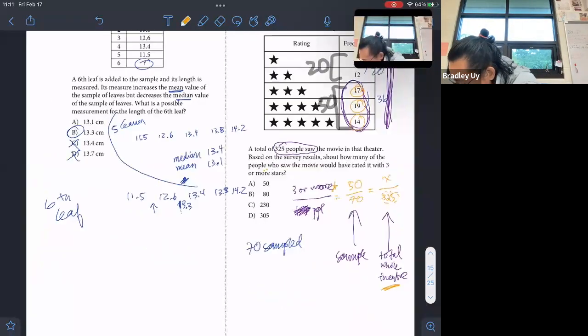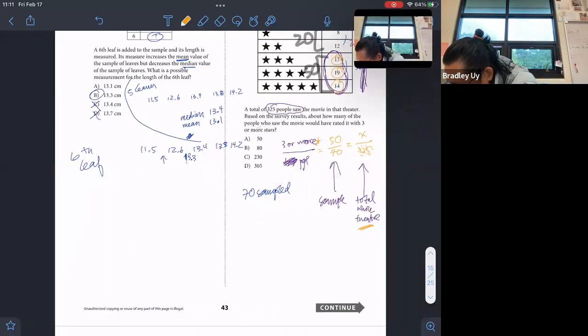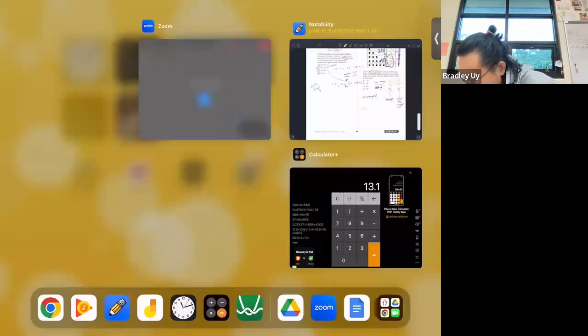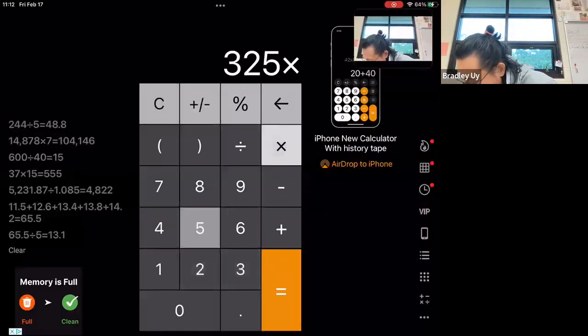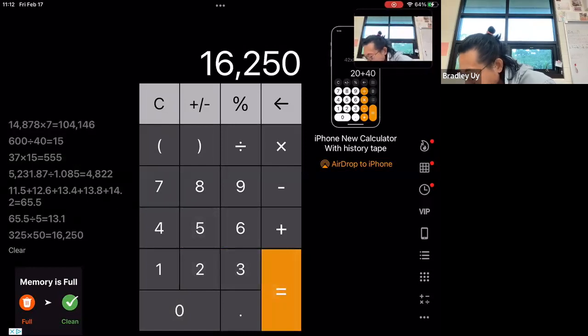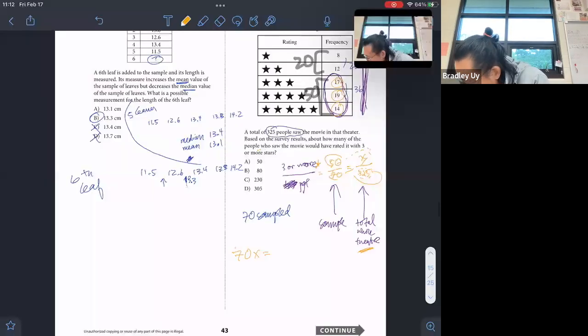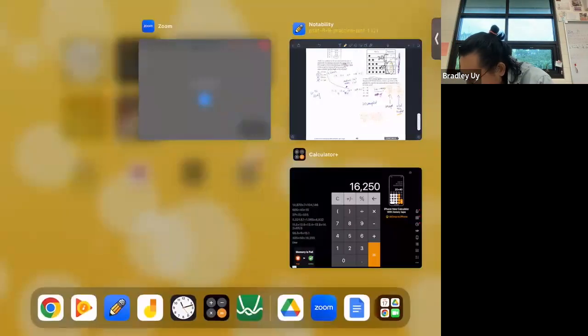Once we have our proportion set, we're going to solve this as we've been saying before: whenever you have a fraction equals a fraction, it's a good idea to cross multiply. So we have 70x equals 325 times 50. I'll use the calculator on that. 325 times 50 gives us 16,250. And to solve for x, we're going to divide both sides by 70. 16,250 divided by 70.